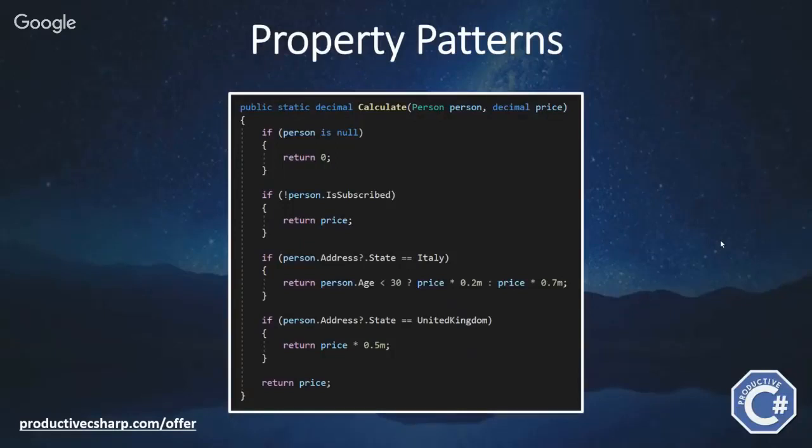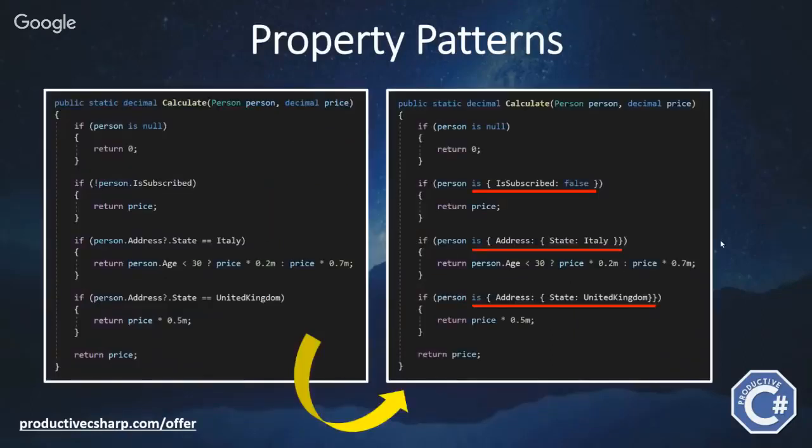So if you have code that takes a person and a decimal price and calculates some sort of final or discounted price, you can obviously use person.IsSubscribed, person.Address.State, stuff like that if you want to do it, but you can use a pattern if you prefer inside the if statement. And let's see how you can use patterns, for example, to convert this code. You can say person is, and then in curly brackets, IsSubscribed: false, for example. I know that doesn't look better. In my opinion, I wouldn't do that in this particular case, but I want to give you the idea of what you can do with property patterns.